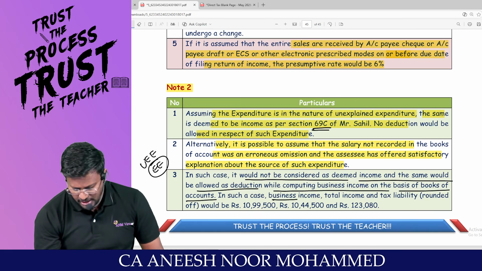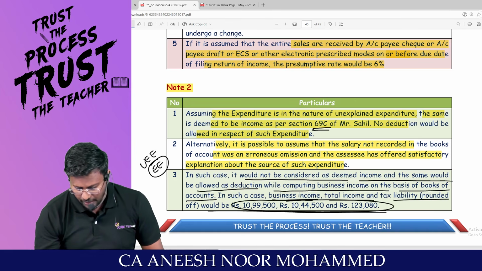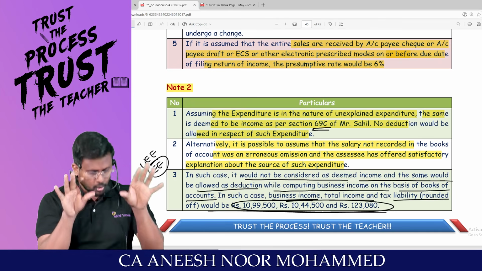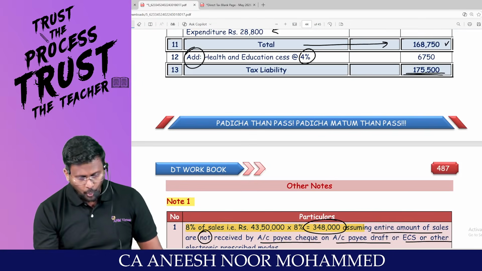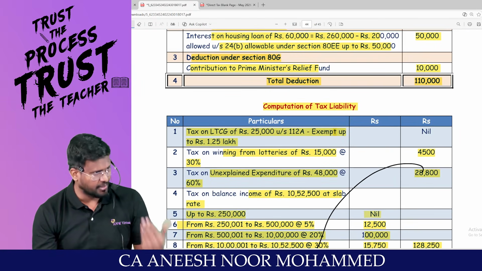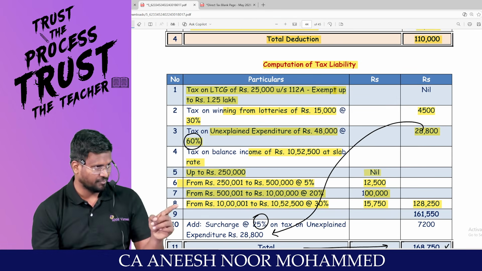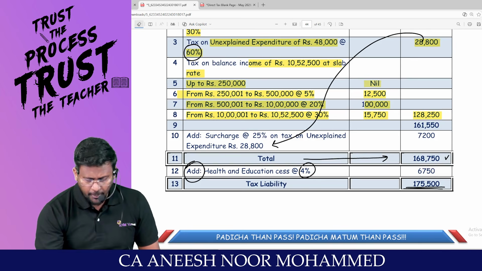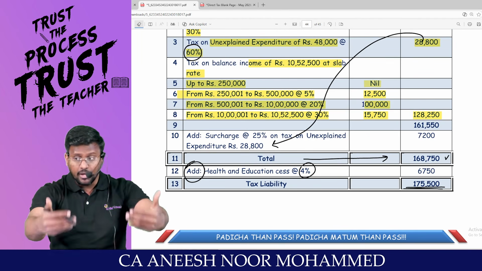In such a case, business income, total income, tax liability would be reworked, and they have shown it like this, man, because automatically the gross total income will come down, total income will come down, tax liability will come down, everything will come down. Why in the answer have we shown it as an unexplained expenditure? Then only the special slab rate of 60% can apply. Then only the special surcharge of 25% can be applied. For that only we have separately shown it, and alternatively we are writing a note.